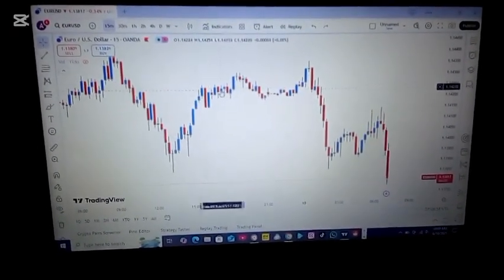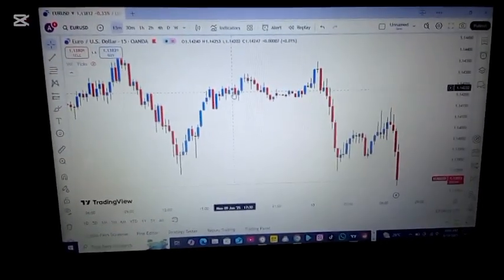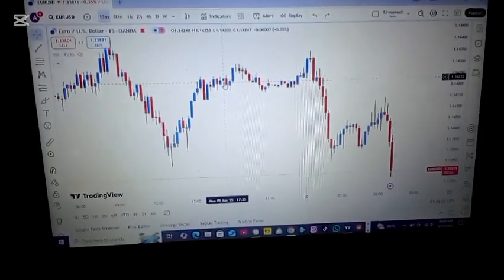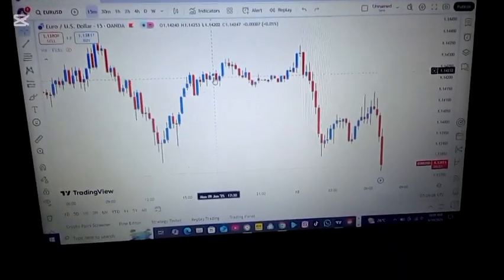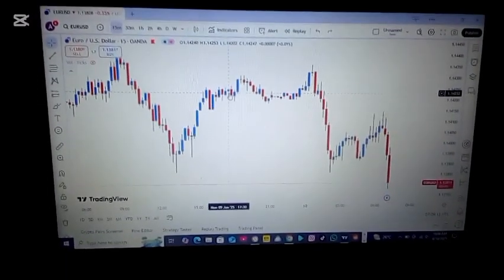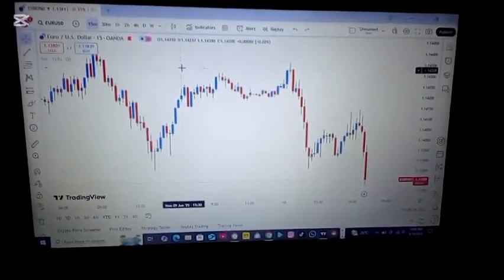Then three, you have to find the entry signal. You have to find the confluences that alert you to know that, okay, let me enter this trade right now. Because you can have the right setup, but a wrong entry time into the trade can cause you problems. So let's start right away.